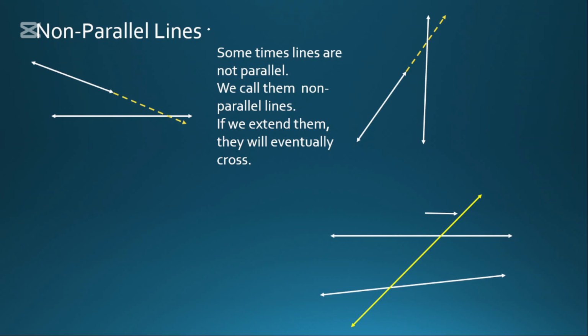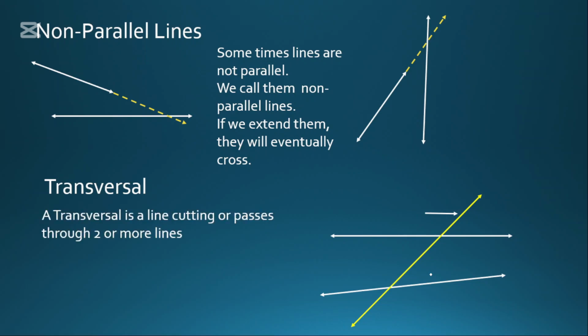Right, now I want you to look at these two lines here. Here we have two lines, and we have a third line that intersects or crosses. They intersect at 2 points here, or it passes through 2 points over here. Now this third line, we call that our transversal. Now what is a transversal? A transversal is a line cutting or passing through 2 or even more lines. Right, so we call this our transversal.